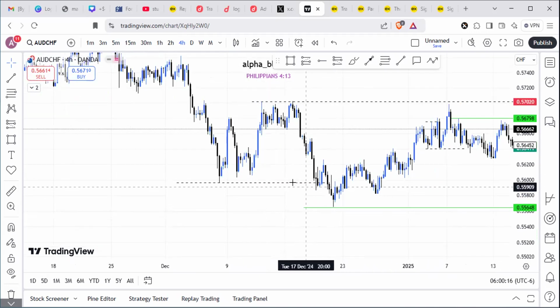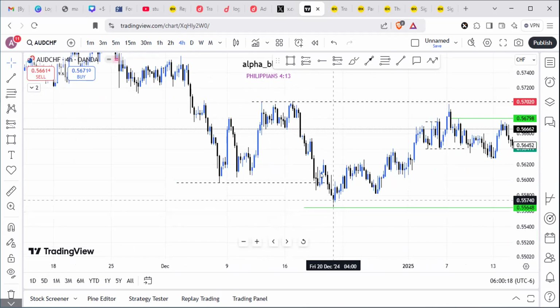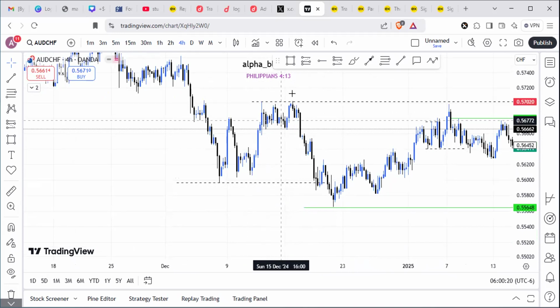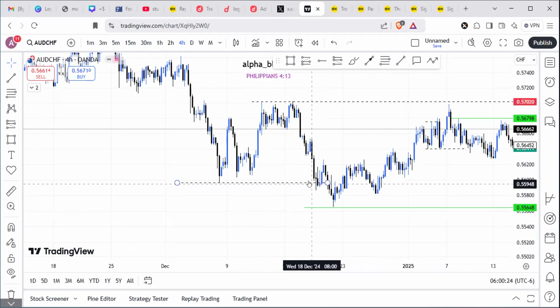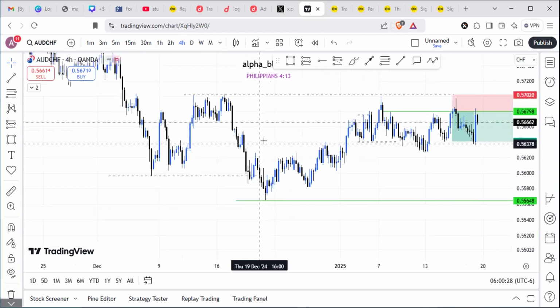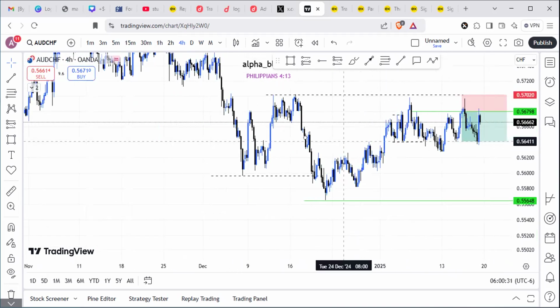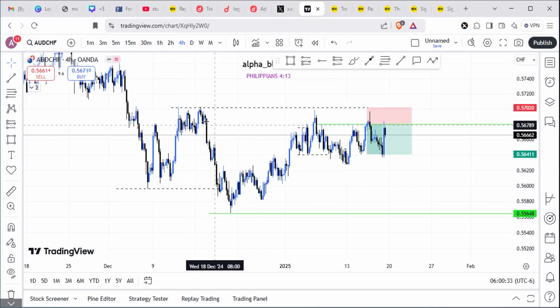We saw a very strong push to the downside that took out this low. So we have a sweep of liquidity here, and we have a change of character here. If you have a sweep of liquidity and a change of character, what then is the next thing? You want price to come back to an area of interest.